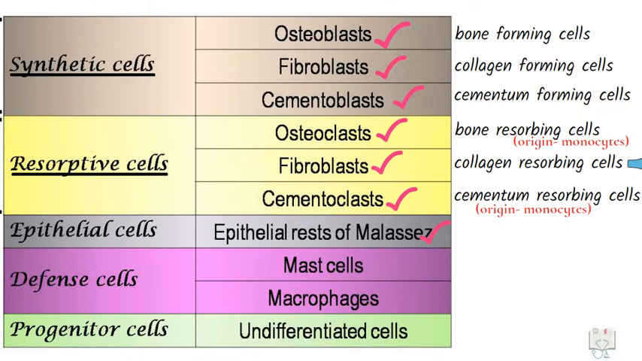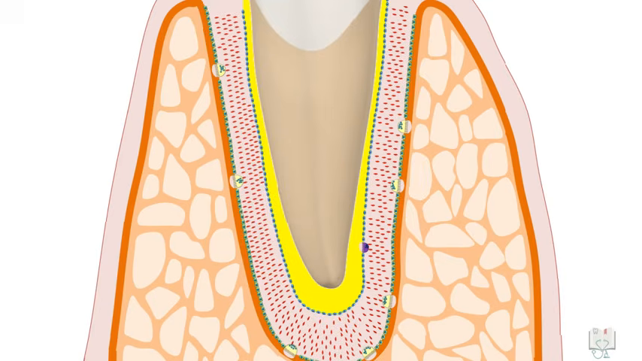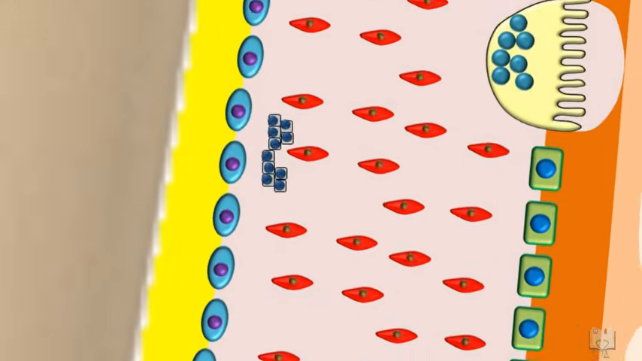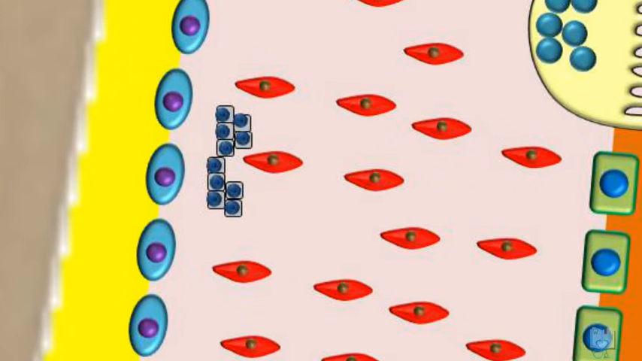Epithelial rests of Malassez. These are dormant epithelial cells. In the periodontal ligament, they are present in clusters towards the cementum around 25 microns away from it. They are small cuboidal cells with scanty cytoplasm and a deeply stained nucleus and are surrounded by a basement membrane.